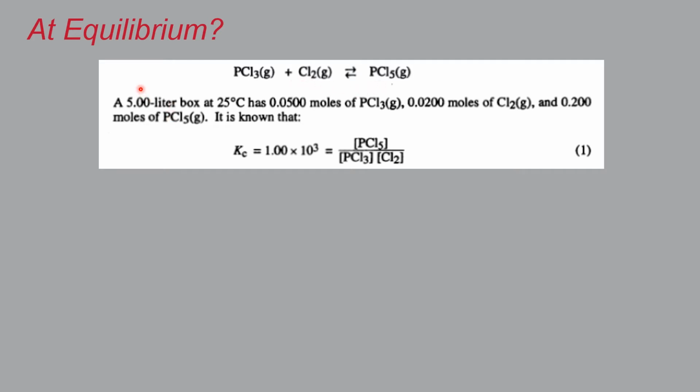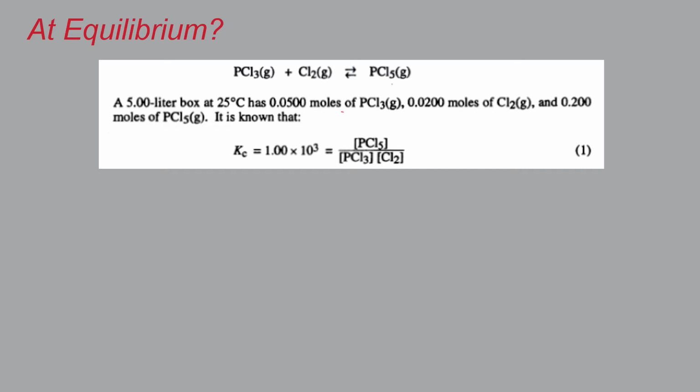So the setup is we have a 5-liter box at 25 degrees Celsius. We have 0.05 moles of PCl3, 0.02 moles of Cl2, and 0.2 moles of PCl5. So mind the zeros. And the goal now is to figure out if this is an equilibrated mixture. And we know that the Kc at this temperature is 1000.